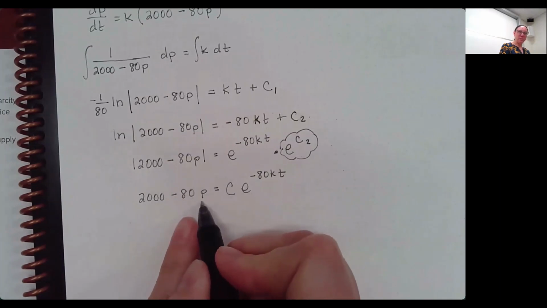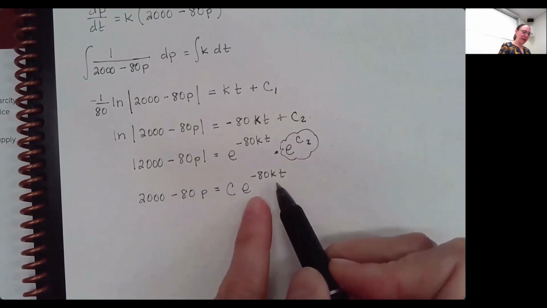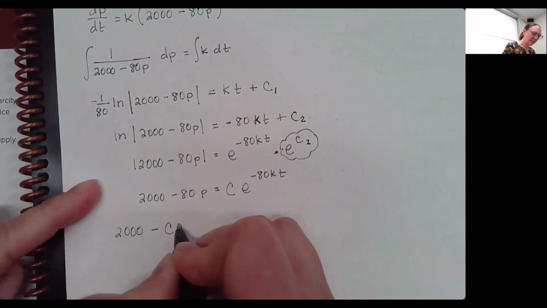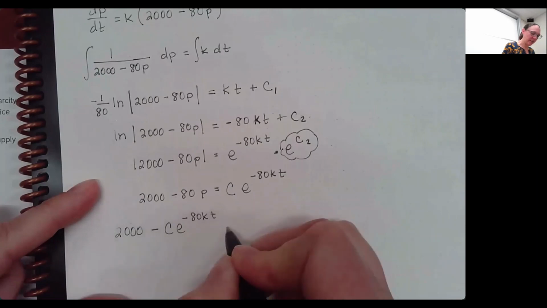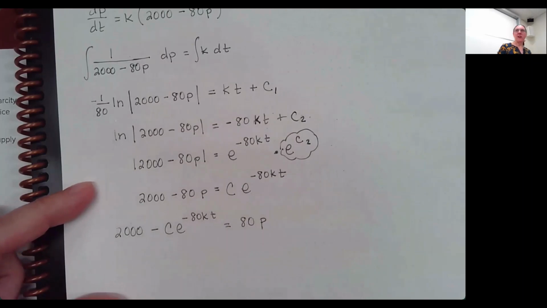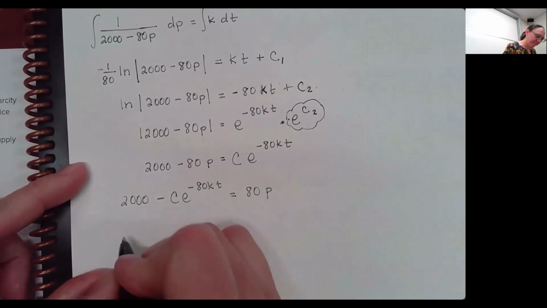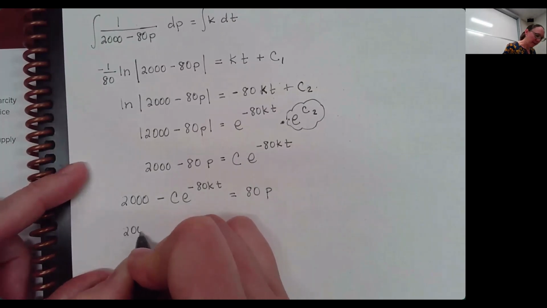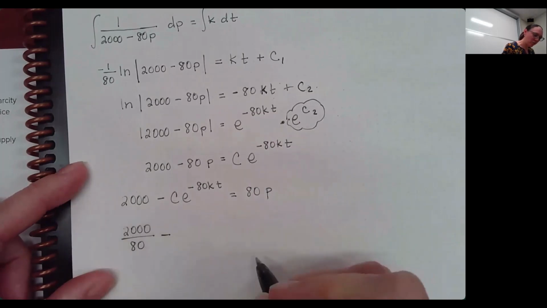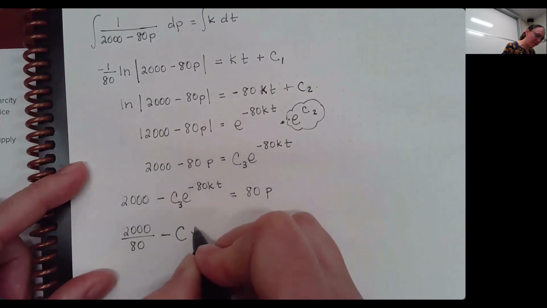Since I'm trying to get the p by itself, I'm actually going to add the 80p to the other side and subtract this one over so that I have 2000 minus C e to the negative 80 kt is equal to 80p. And then I can divide both sides by 80. And if I want, I can write that as 2000 divided by 80 minus, cool, I'm going to call that C3. Suck that up into one new C.